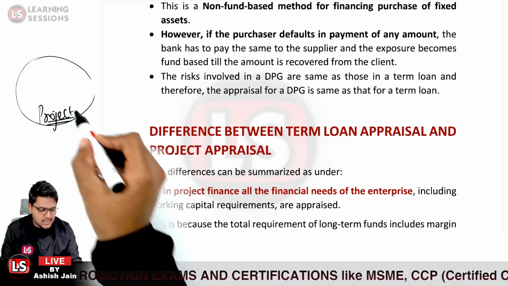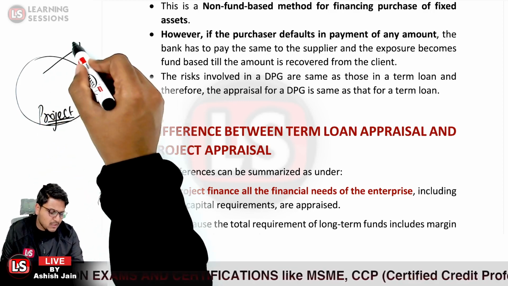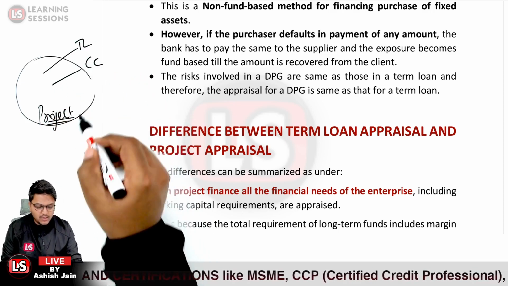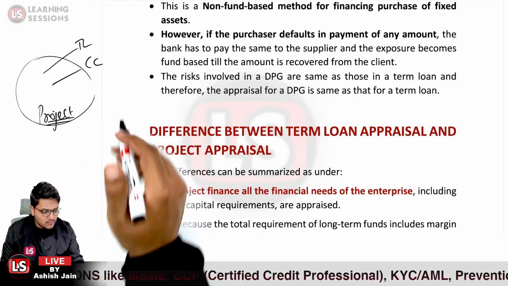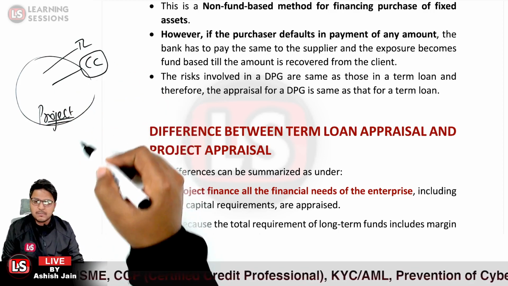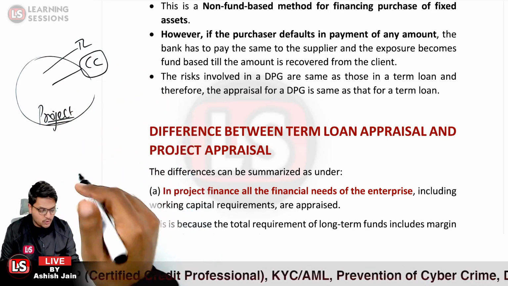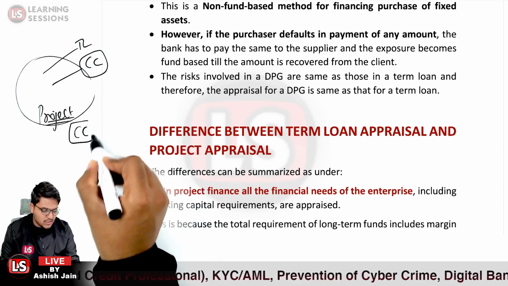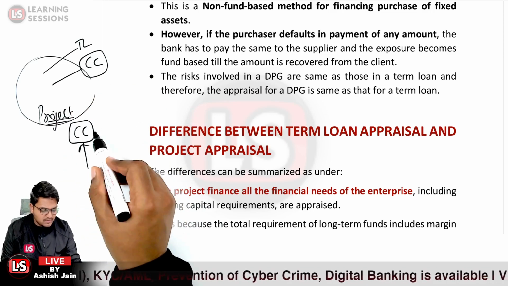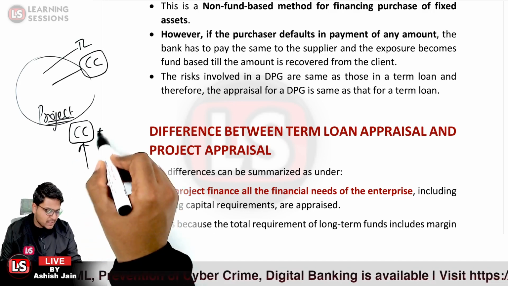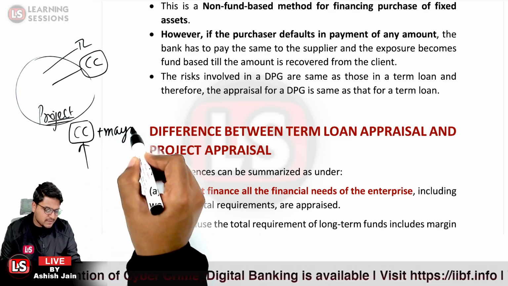Let us take the case that this particular project is to be financed. In that case, it may be that the firm requires a term loan and a CC limit. Both will be sanctioned, and moreover, the margin contribution. I already told you that whensoever a CC limit is sanctioned, a margin is also to be contributed. So some part of the CC working capital will be sanctioned by the bank itself, and some part will be contributed by the firm itself. That is said to be margin.